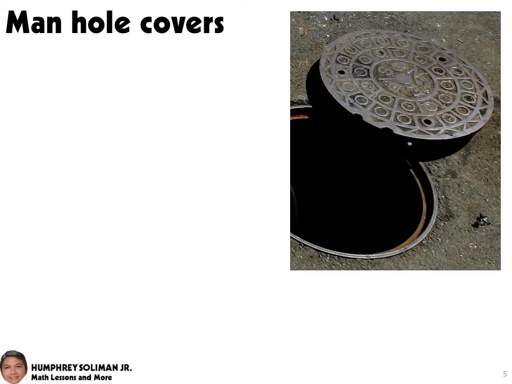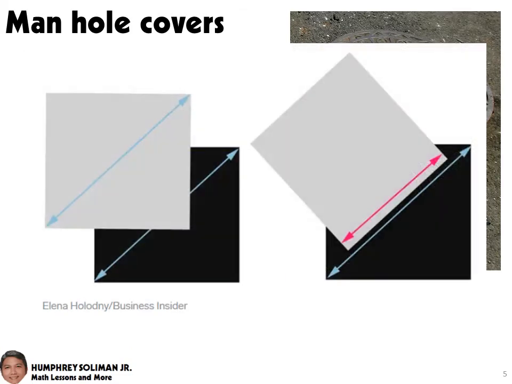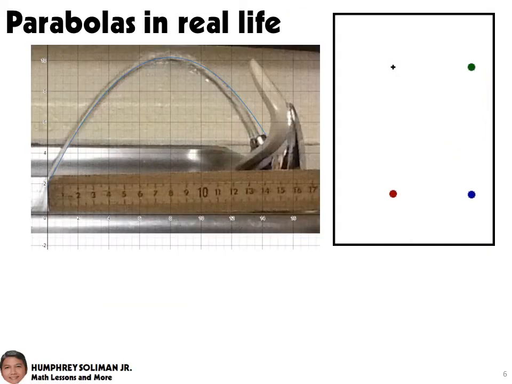Do you know why manhole covers are circular? Because circular covers can't fall through a circular shaped hole, but other shapes can. Here is an example of a square shaped cover. You can see that it would fit in the hole if positioned in a wrong way, and it would fall right through the hole. Now let's see the parabolas in real life.